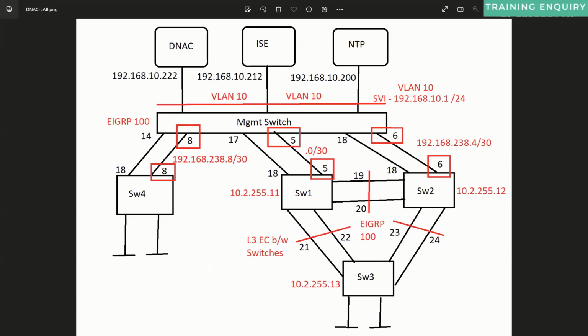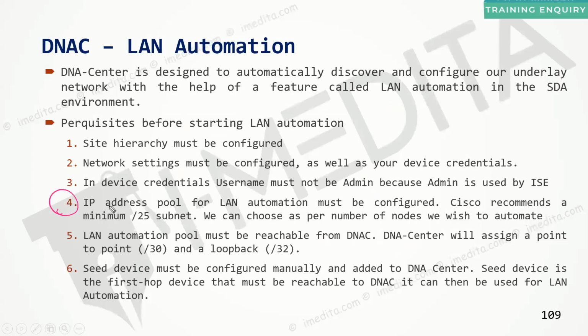So we need to configure a pool. An IP address pool for the LAN automation must be configured. Cisco recommends a minimum /25 subnet. However, as per the number of nodes that we wish to automate, we can choose as per our requirement.